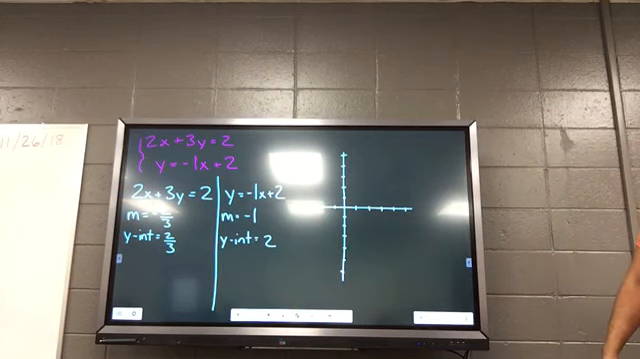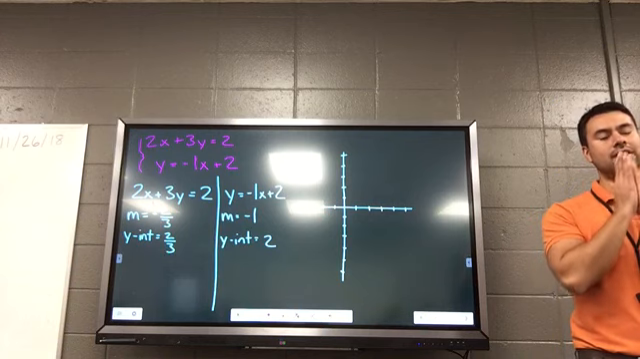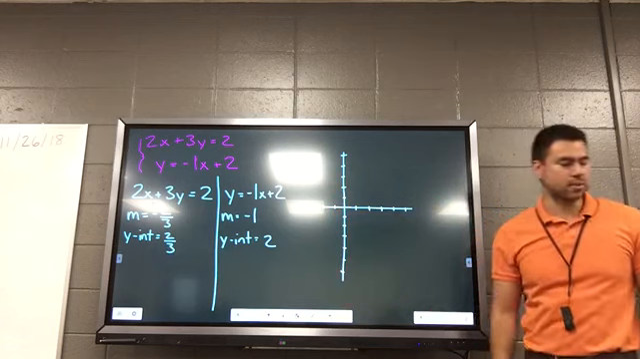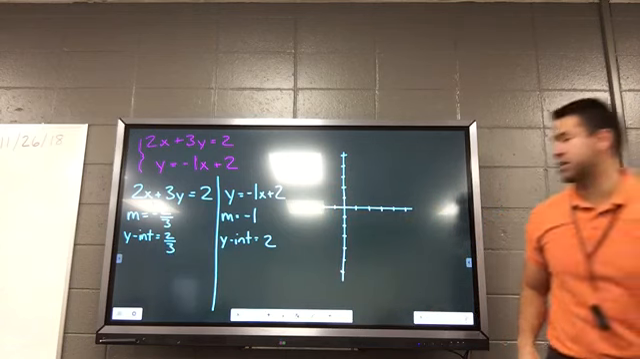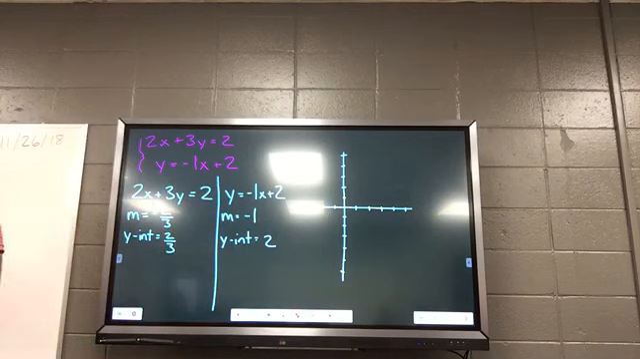Okay, on this graph, if you are done and you get the point where they intersect, I'm going to come and check it. And if you did well, I'm going to let you graph it up here on the board to show your classmates. So that's if you finished and you get it correct, which is not easy because these are not easy.